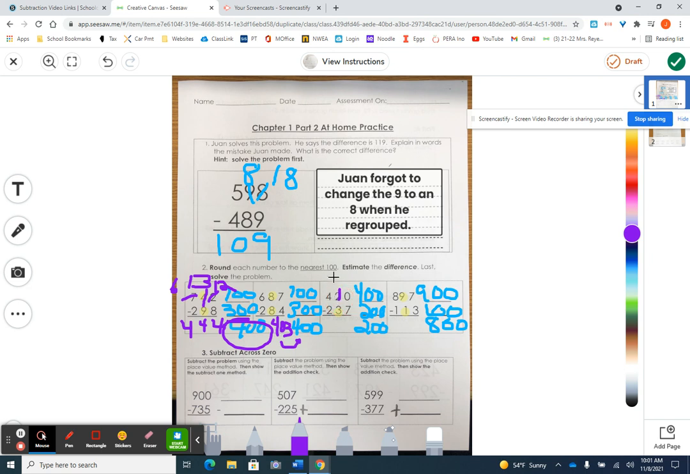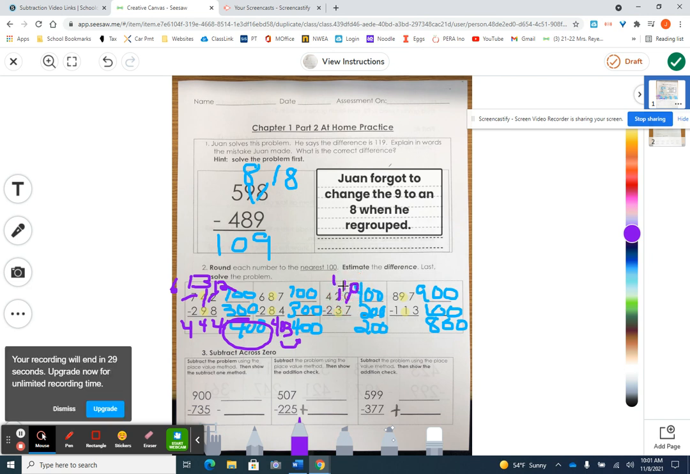And my next one, I've got a 0 minus 7. I cannot do that, so I have to regroup. This is going to become a 10. 10 minus 7 is 3. 1 minus 3 can't do, so I have to regroup. So I've got an 11 minus 3, which would be 8. And a 3 minus 2 is 1.